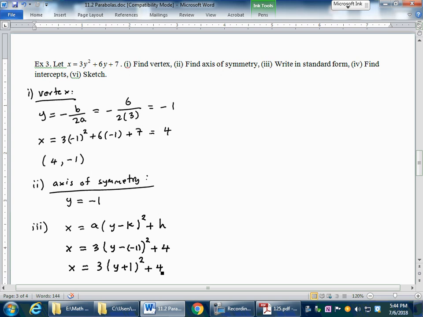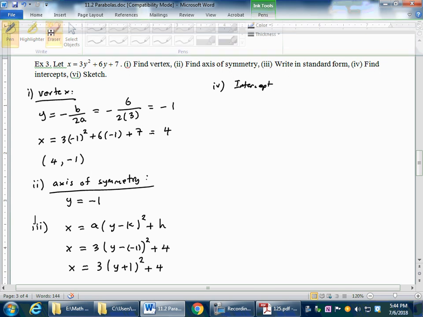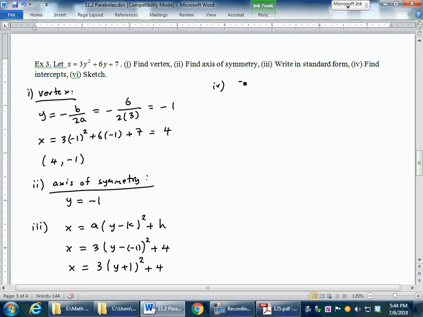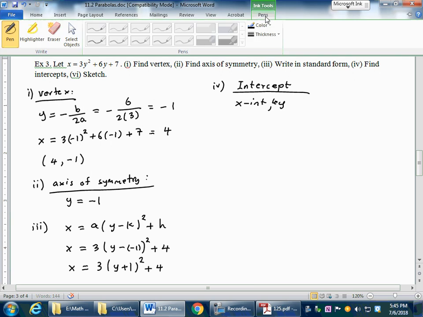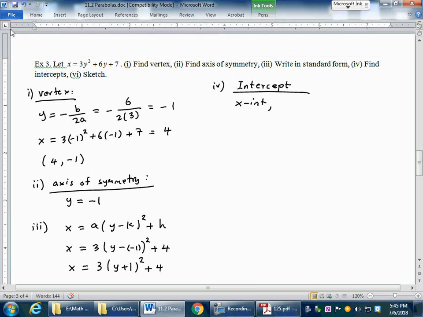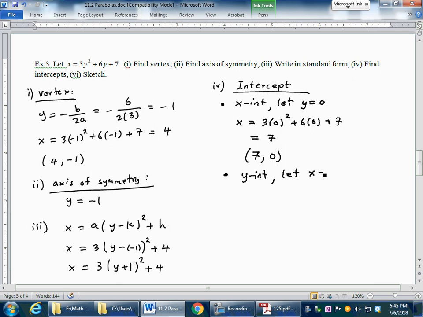So now that I got my standard form already, let's find out the intercepts. Okay, I didn't write it well. So the x-intercept, as usual, let y be equal to 0. And then you plug it into the equation to find out what the intercept is. X-intercept, let y be equal to 0. So that means x is equal to 3 times 0 squared plus 6 times 0 plus 7, which you can see will be 7. Right away, write it down in ordered pair, which is 7, 0. That's my x-intercept. Now let's find out the y-intercept. We let x be equal to 0.